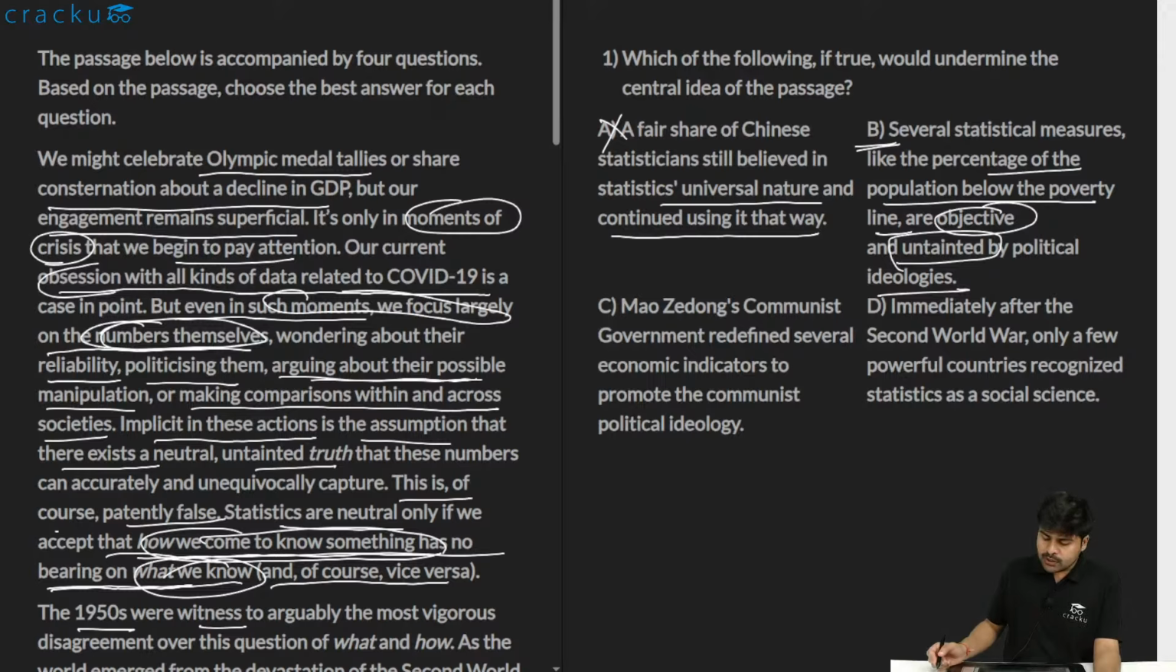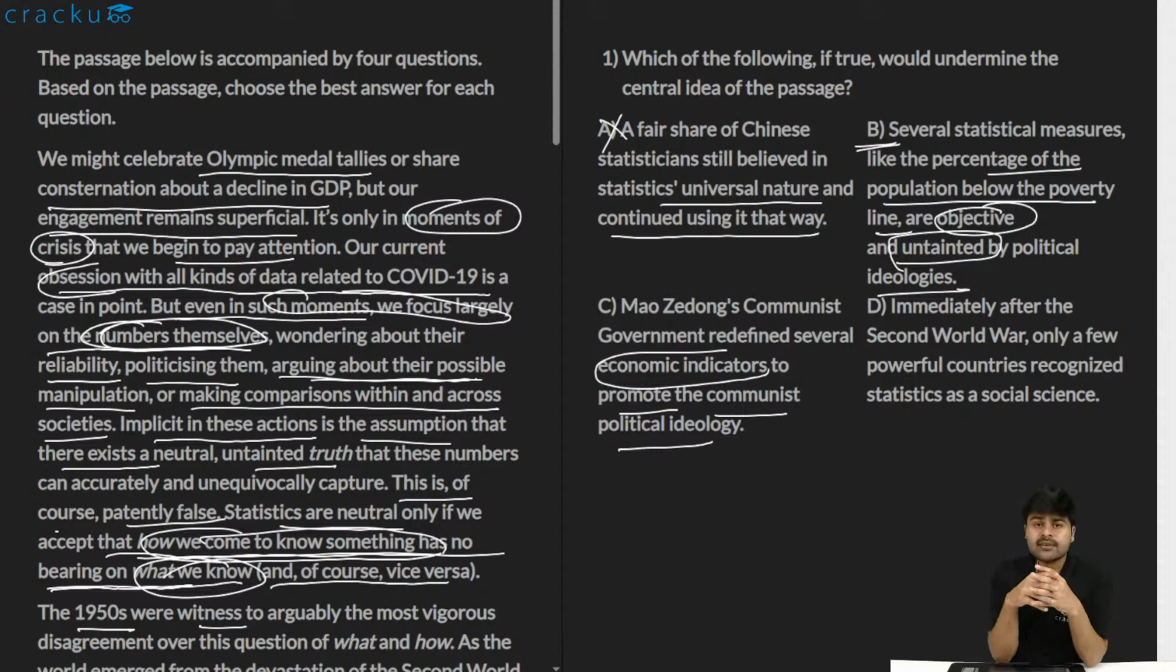C says Mao Zedong's communist government redefined several economic indicators to promote the communist political ideology. Yes, they did that. They used their communist ideology to redefine statistics as a social science as compared to a universal science. That was the belief of these nationalists, Chiang Kai-shek's nationalists. So we can't say that this undermines the passage. It actually follows from the passage.